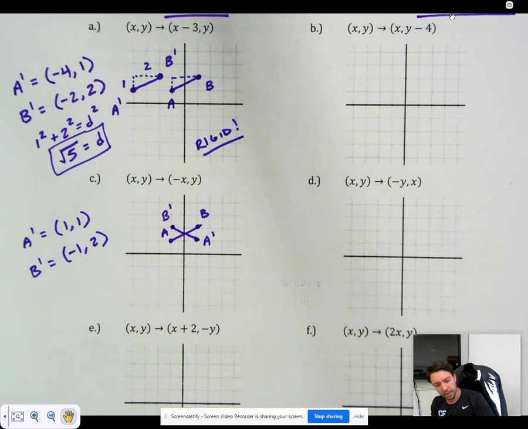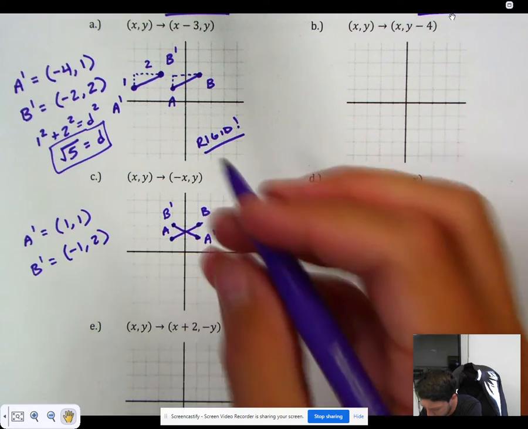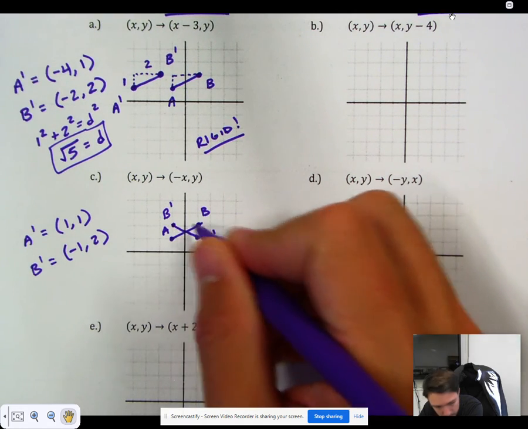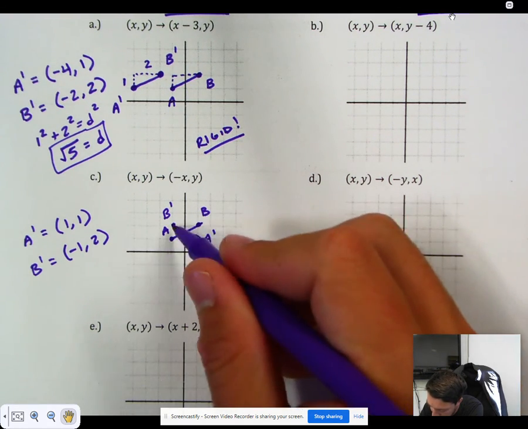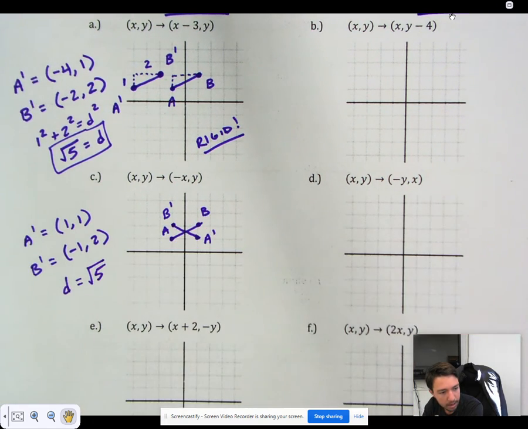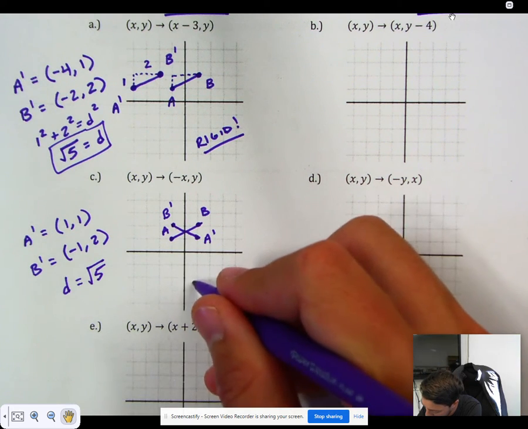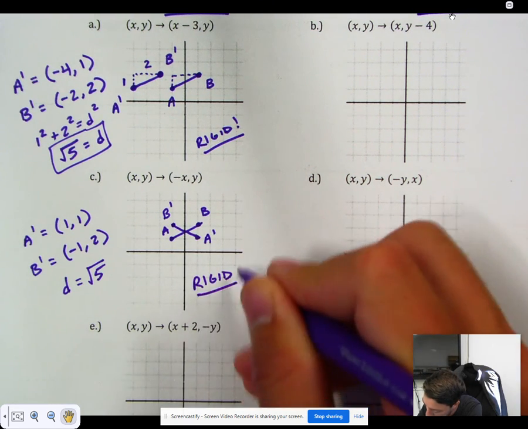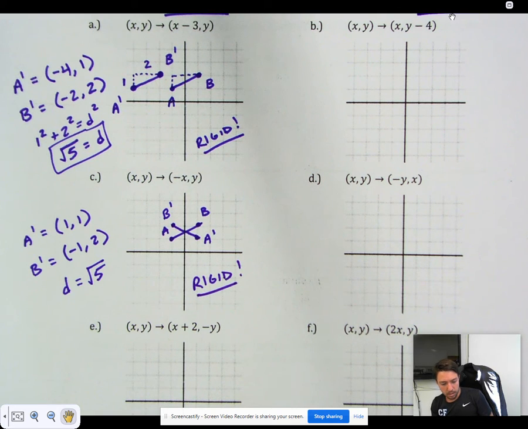So if you think about it, what happened was the segment got flipped around the y-axis, and you can see if I were to calculate the length, the distance is just going to be root 5 again. Okay, so this was again a rigid transformation. If you take a segment and you flip it, or we're going to eventually start calling those reflections, so if you reflect it, it's still rigid.